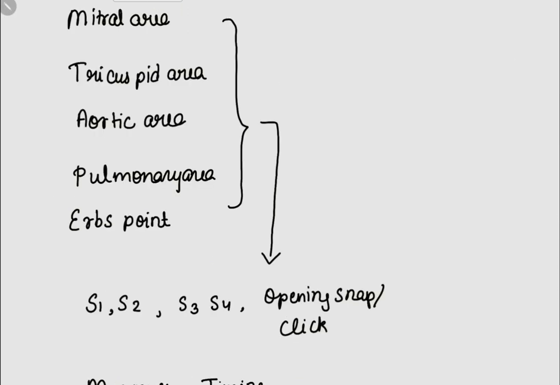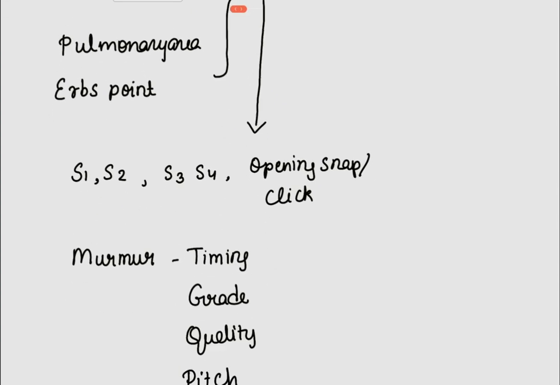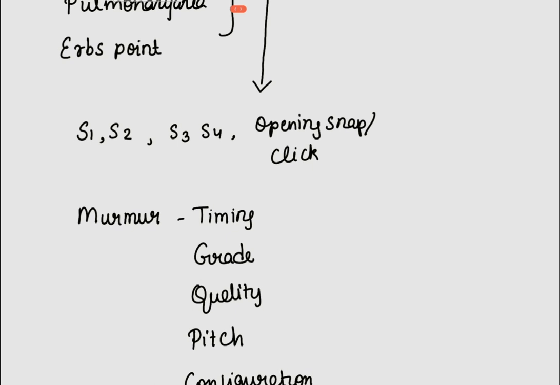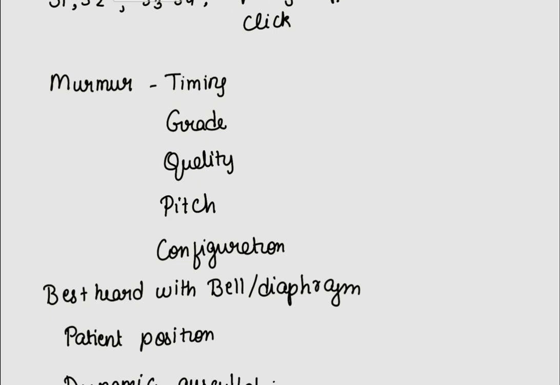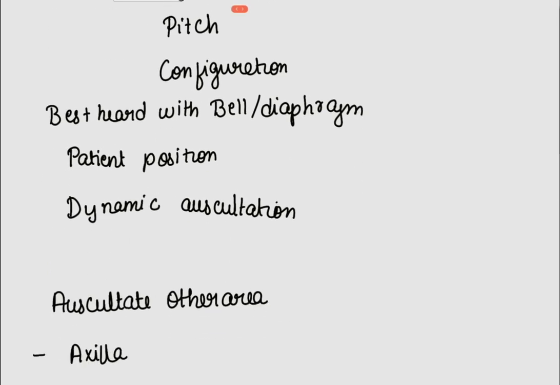When you auscultate in these areas, make sure you have auscultated all these areas. When you're mentioning in detail, mention about S1, S2, if any S3 is heard, if any opening snap or click heard. Then if you have a murmur case, you have to mention the timing of the murmur, grade, quality, pitch, configuration, best heard with bell or diaphragm, patient position, dynamic auscultation.